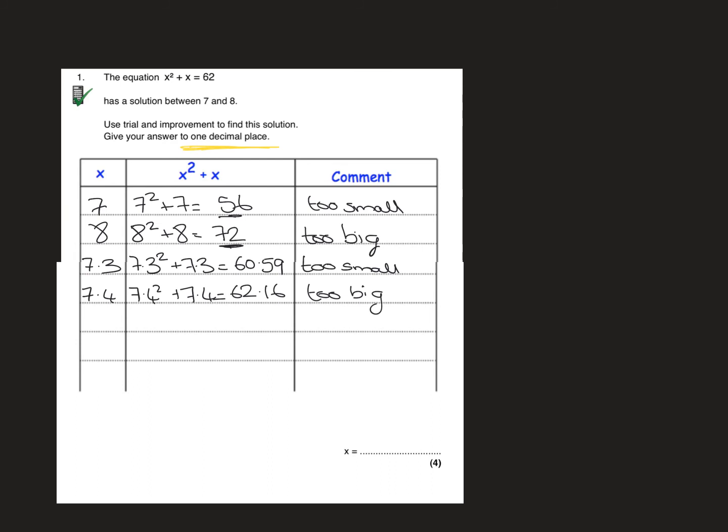Okay, so my answer's going to either be 7.3 or 7.4. This here is 0.16 away, whereas this one here is more than 1 away. It's 1 point something away. So I know that 7.4 is closer, so I'm going to choose 7.4 as my answer. X is equal to 7.4 to 1 decimal place.